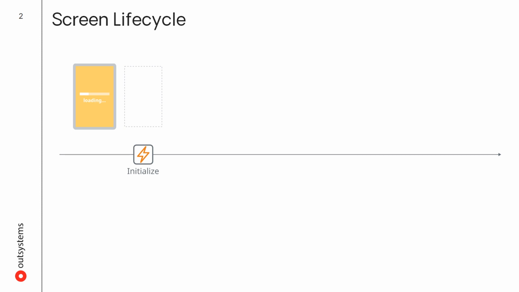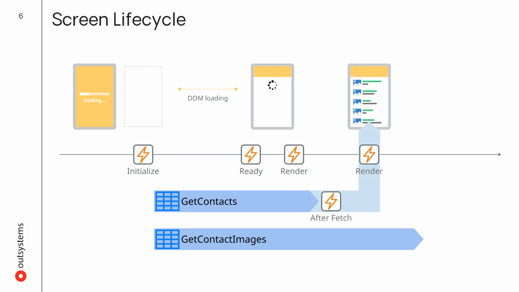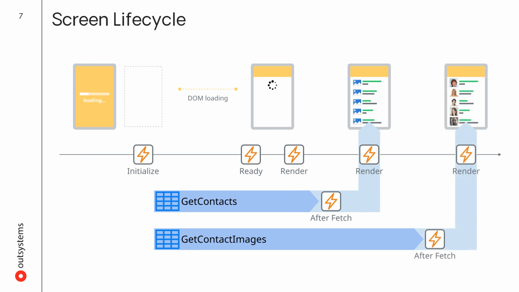A screen must initialize in order to be accessed. By default, if the screen has some defined aggregates, they are triggered asynchronously and in parallel while the screen continues to build. When the screen is ready, it begins rendering. When the screen finishes rendering, the user will see some of the widgets that are part of the screen. Next, the first aggregate finishes and the screen renders again. The same thing happens when the second aggregate finishes. The screen renders again to display the new data.